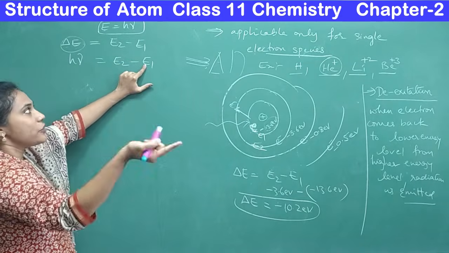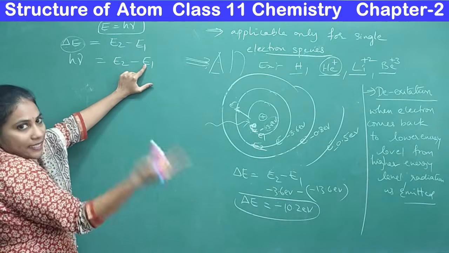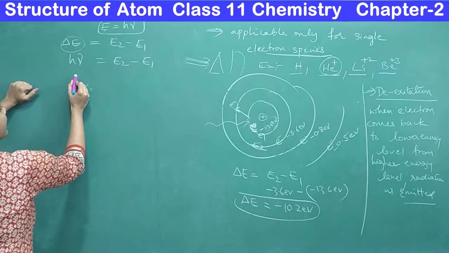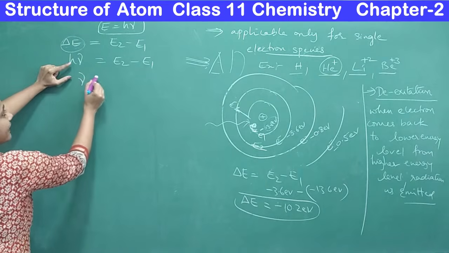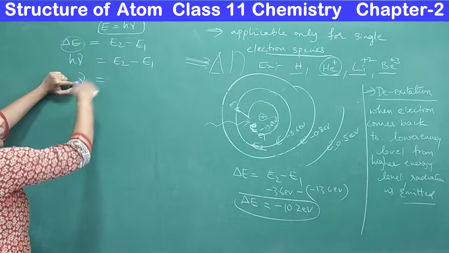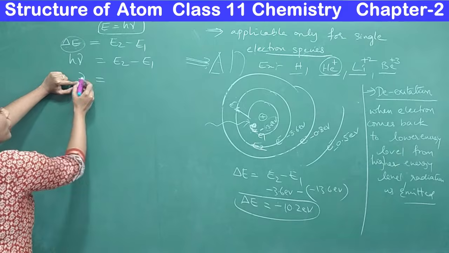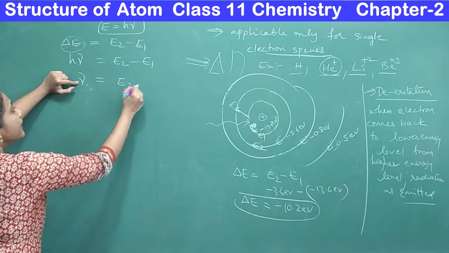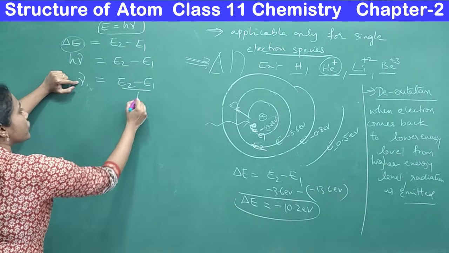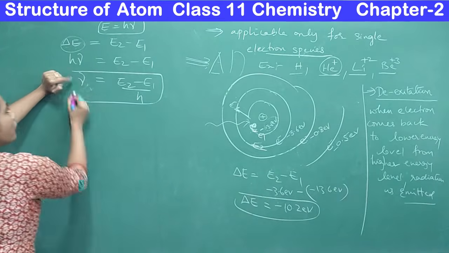E1 means energy of the electron which is present in the lower energy level. So here, if you want to calculate nu, the frequency of this radiation, nu is equal to E2 minus E1 by h. You can use this formula.